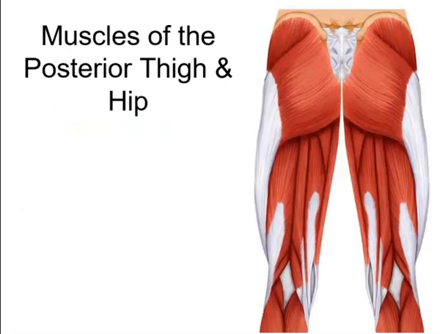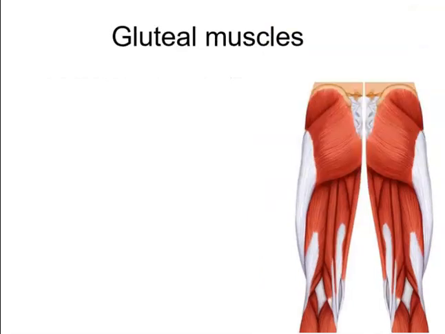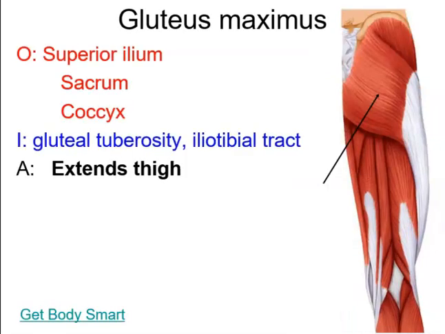Next, we'll go into the muscles of the posterior thigh and hip. The first group of muscles we'll talk about are the gluteal muscles, our butt muscles, the muscles that we're using right now to sit on our bottoms while we listen to this lab video. The first gluteal muscle we'll talk about is the gluteus maximus. Maximus means it's the biggest out of all of them.